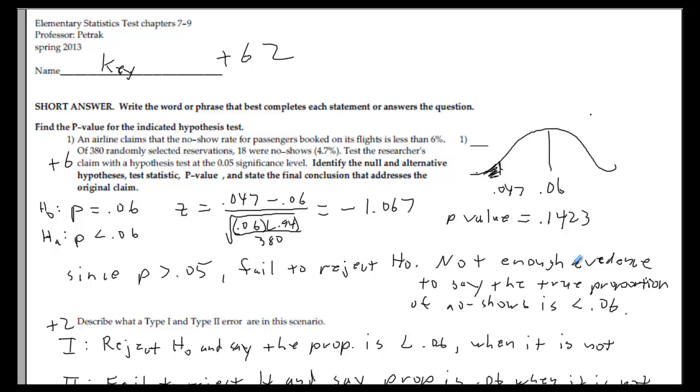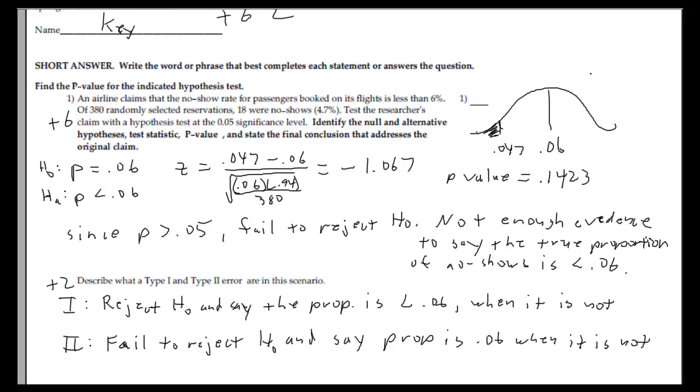Hi, this is the solutions video for the chapter 7 through 9 test, spring of 2013, for stats here. So we have a bunch of hypothesis tests and confidence intervals, and that's pretty much it, each type. So I'm just going to go right to it.